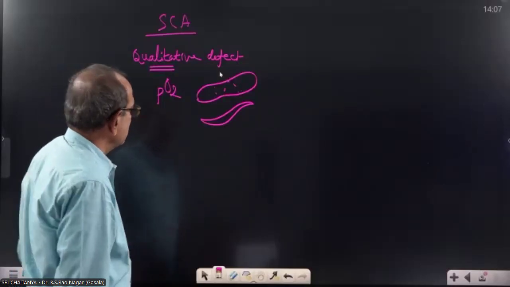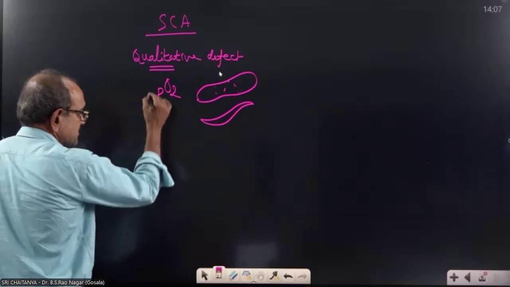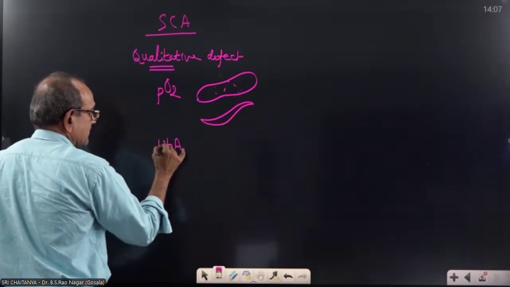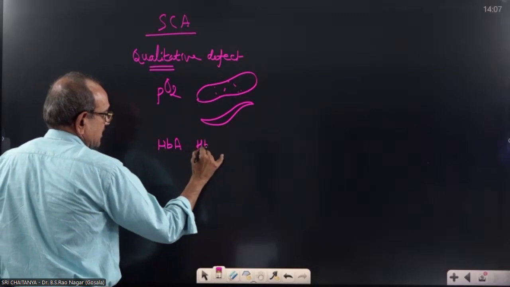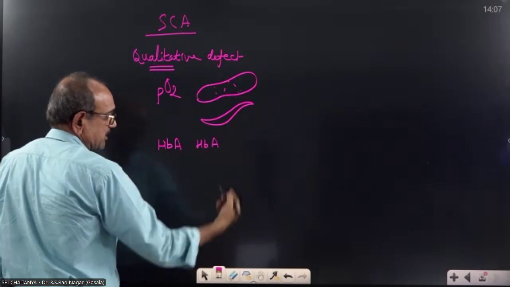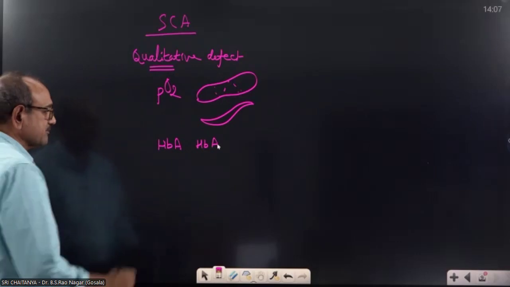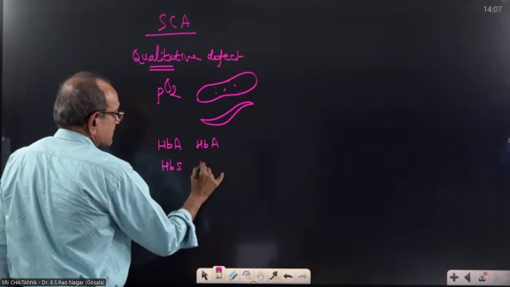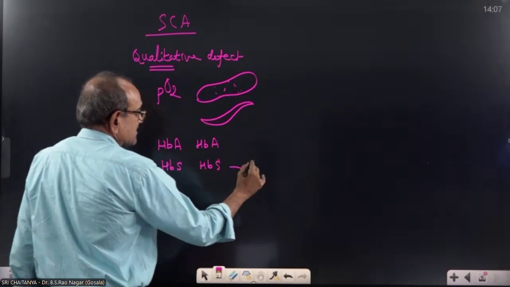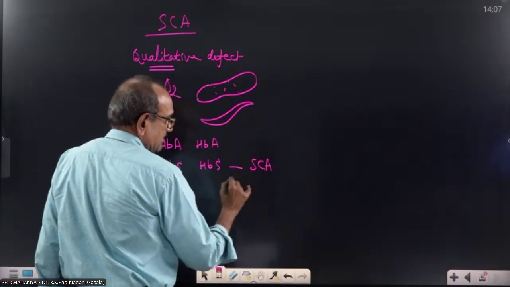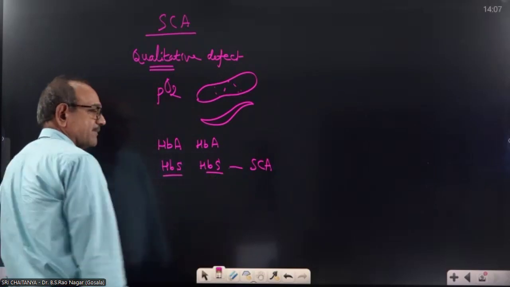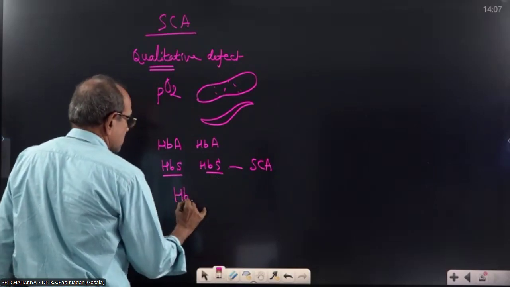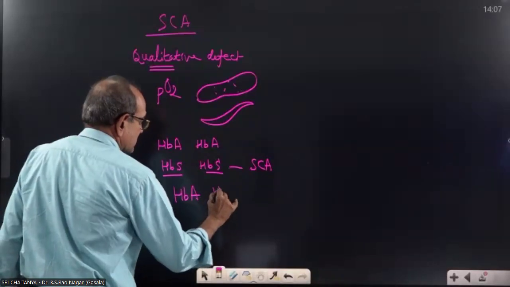But there is one important thing. See the genotypes. HbA is our genotype, normal hemoglobin. HbS is the sickle cell anemic genotype. Now heterozygous individuals: HbA, HbS.